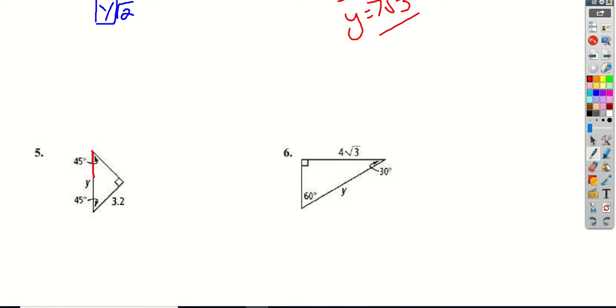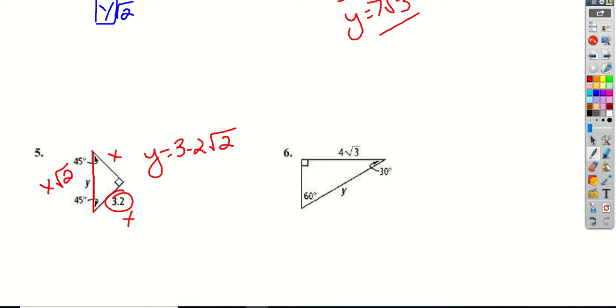I want to know what this side is, but I need to call this something. I always have to start across from the smallest angle. So we're going to call this x. Remember the pattern, 2 equal sides. So I multiply by radical 2. X radical 2. So if x is 3.2, that means y is equal to 3.2, and we just multiply that times radical 2.